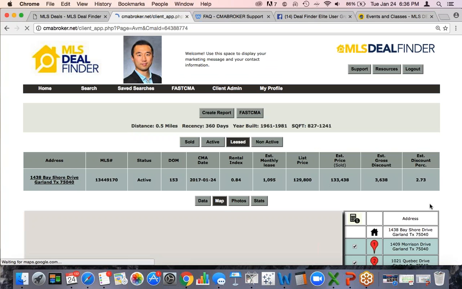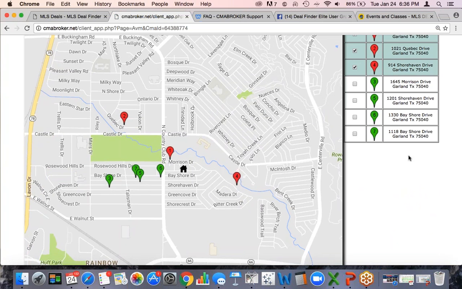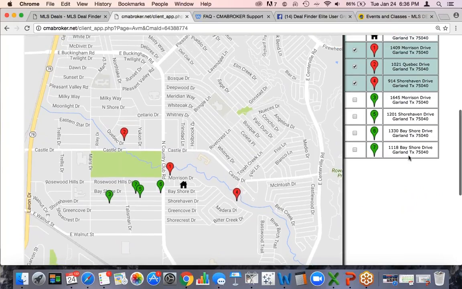So we've got a data view, and then we have a map view to show you where all the deals are. The red ones are the comps we have chosen. The green ones are the ones we have not. You can see that these are, even though in a different subdivision, just right across a very small street. So if you're very familiar with the area, you may decide that 6 is a good comp, and so on and so forth.